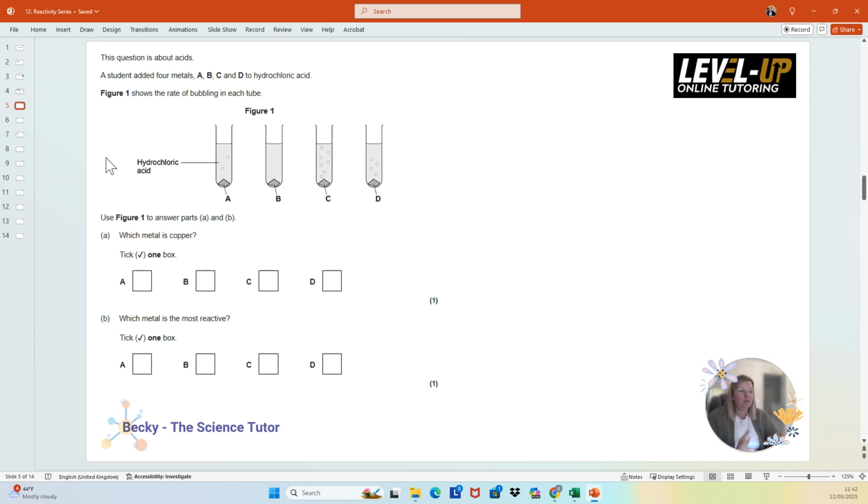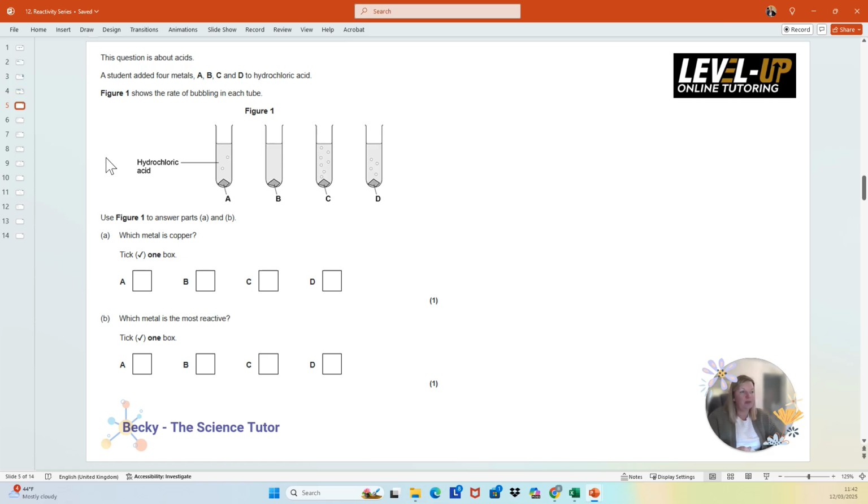So this is a lower level question. This is one of the most basic, straightforward types of measuring reactivity. So here we've got 4 metals, A, B, C and D, into hydrochloric acid, and it shows us the bubbles in each tube. And all we've got to do is use figure 1 to answer part A and B.